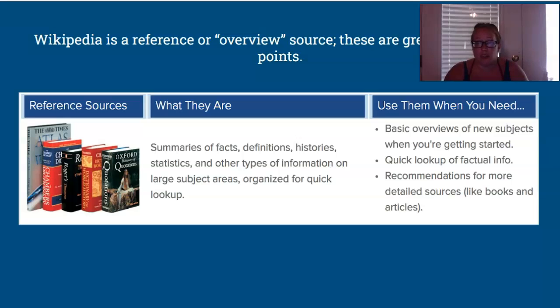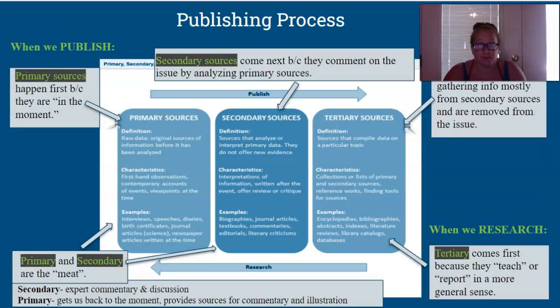It's going to give you information about a new subject when you're getting started, quick lookups of factual information, like lists of facts, recommendations for detailed sources, like the bibliography that we're putting together. So new information, overview information, resources, things like that. So we're going to start breaking this down: primary, secondary, and tertiary sources, by going through the publishing process and the order in which things get published.